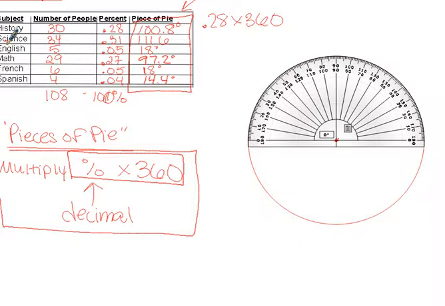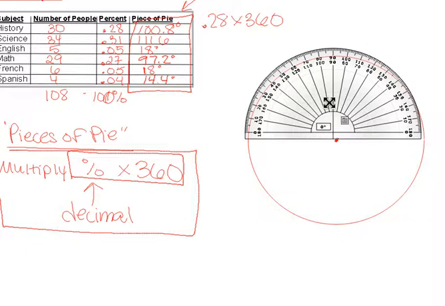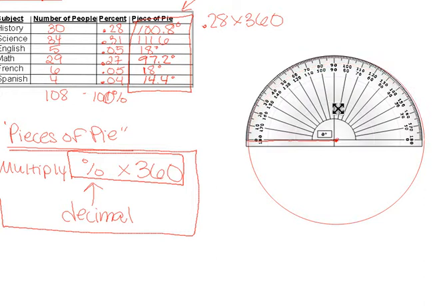For history, we're looking at it being 28% of our pie, which is 100.8 degrees. So we go over, we have, actually, the first thing you need to do is from the center of your circle, you need to draw a line using the ruler side of your protractor, which will be your radius. And that will be your first slice of the pie.